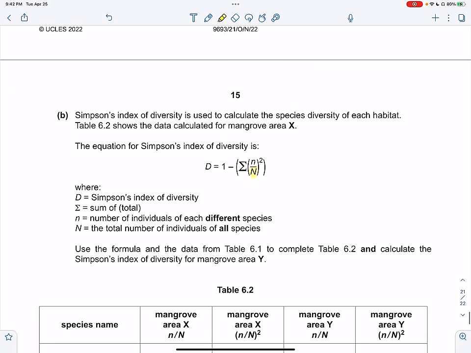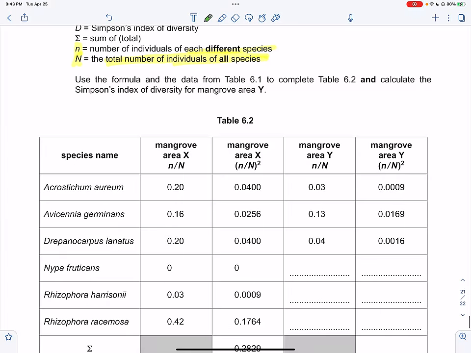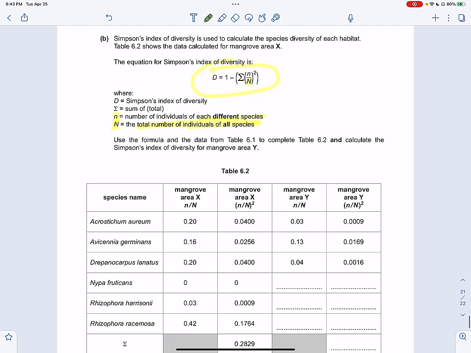And additionally, all these formulas will be given to you. So the formula and their variables: they say capital letter N is the total number of individuals of all the species. So all of the different individuals in all species, add them all together. Little n is, in each different species, the number of individuals in there. So you have the total of all of them put together, and then in each individual species, how many do you have? Okay, it's just numbers and letters.